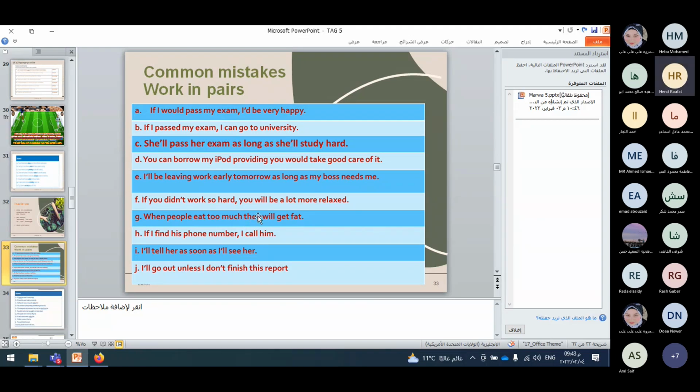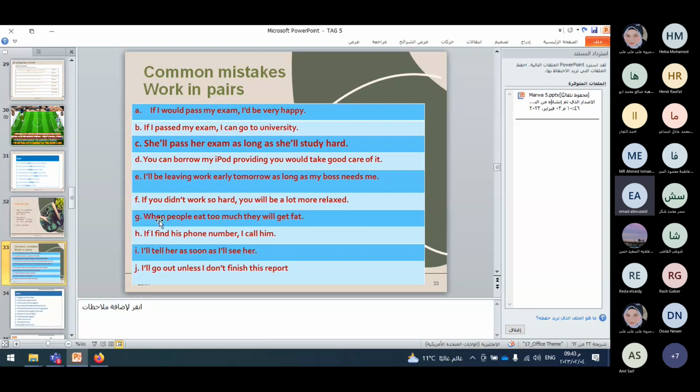Okay, let's move on to G. We can use unless instead of as long as. Excellent. Another wonderful answer. We can use the conjunction or the connector unless, because it connotes the negative meaning, instead of as long as. Wonderful suggestion. What about G? When people eat too much, they will get fat. We should have a comma here, but imagine that the comma is there. The problem is not with the comma. When people eat too much, they will get fat.